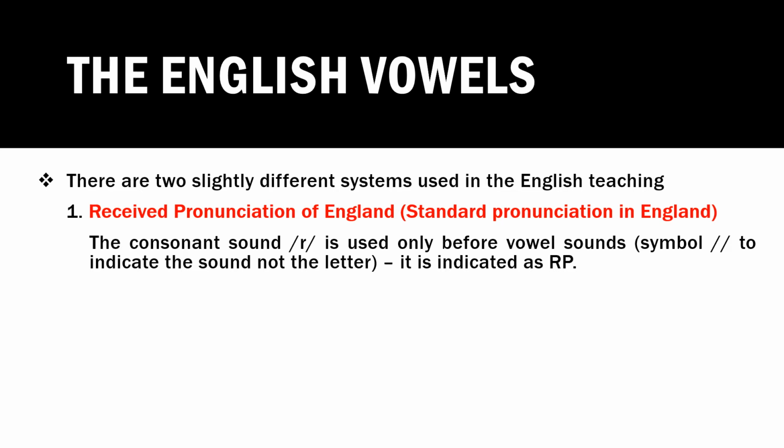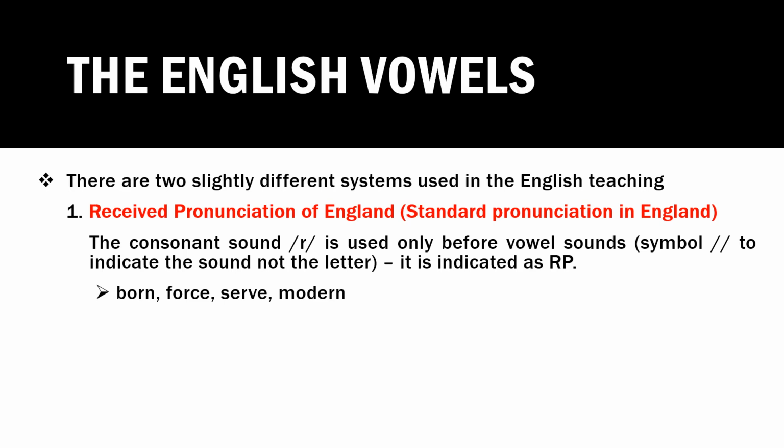Here, you can see the letter R is inside forward slashes. These forward slashes are used to indicate the sound of that letter, not the writing style of that letter. So, if you want to understand the difference between received pronunciation and other pronunciation, you can look at the examples given below. Here: born, voice, serve, modern.